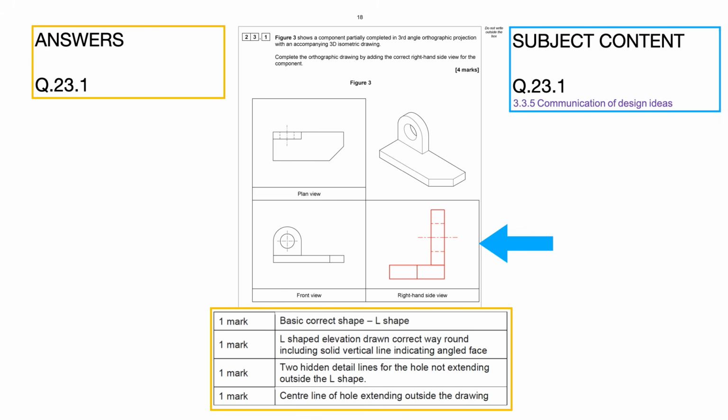You will get 1 mark for the basic correct shape, so the L shape. You will get 1 mark for the L shape elevation drawn the correct way round, including the solid vertical line indicating the angled face. You'd get 1 mark to show the 2 hidden detail lines for the hole, not extending outside the L shape. And you'd get the 4th mark for showing the center line of the hole extended outside the drawing. Now the subject content for this is 3.3.5, communication of design ideas, specifically third angle orthographic projection.